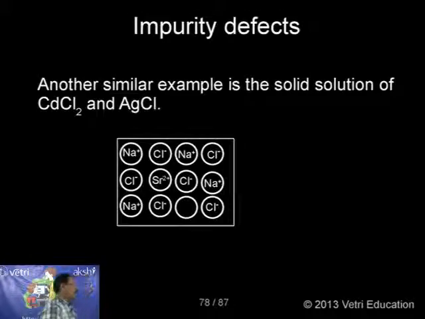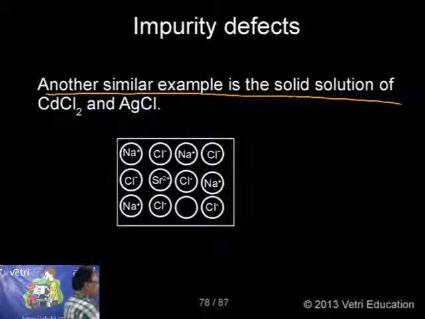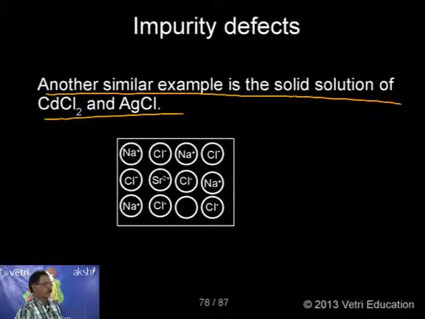Okay, let me come forward. Another similar example is the solid solution of cadmium chloride and silver chloride. One example is crystallization of sodium chloride in the presence of strontium chloride; another is crystallization of cadmium chloride in the presence of silver chloride. Here what I have shown is the impurity defect in sodium chloride due to the presence of strontium chloride. Kindly see here.